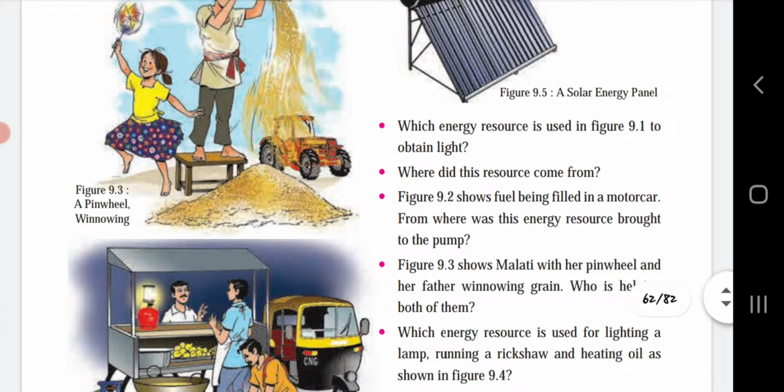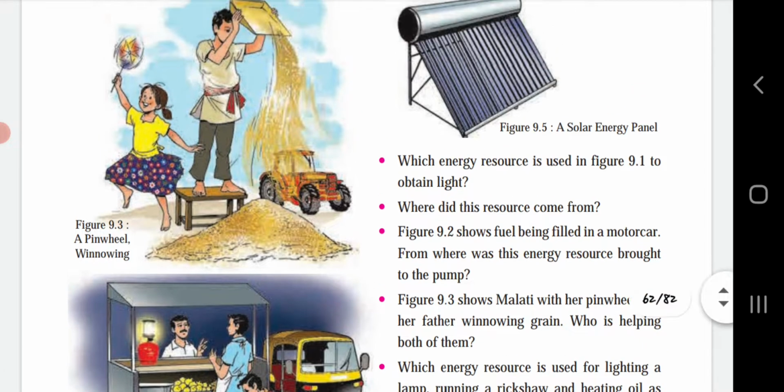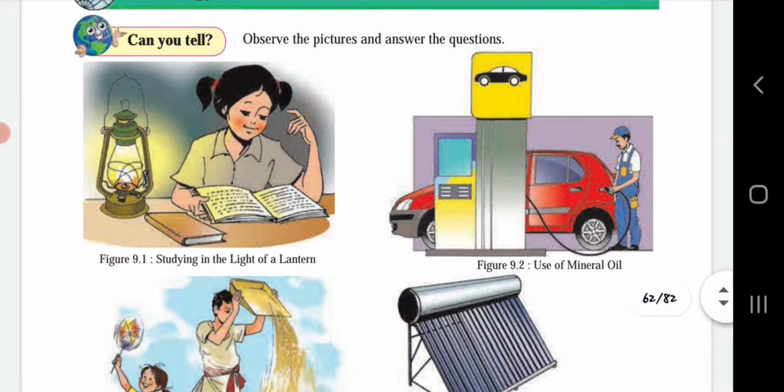Figure 9.2 shows fuel being filled in a motor car. From where was this energy resource brought to the pump? So this is the use of mineral oil, the second picture, figure 9.2. So the energy resource must have been brought to the pump from mineral oil well.